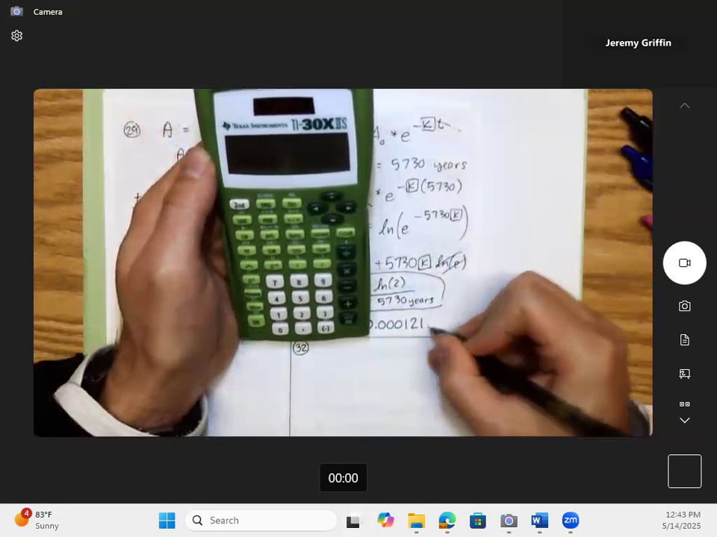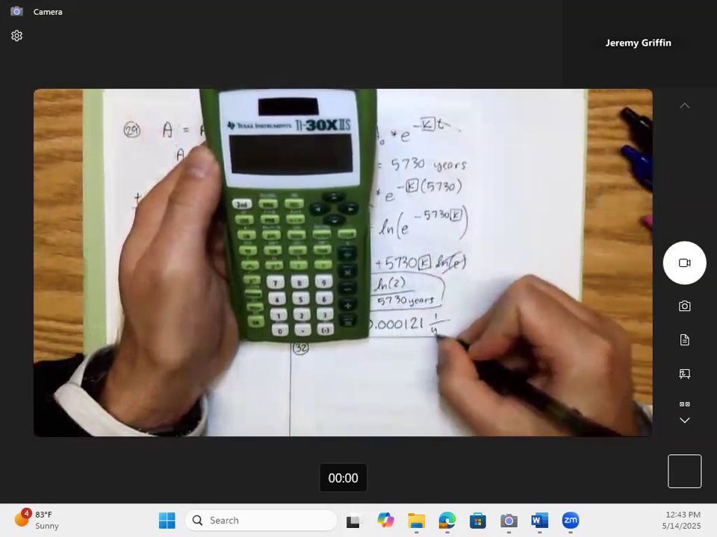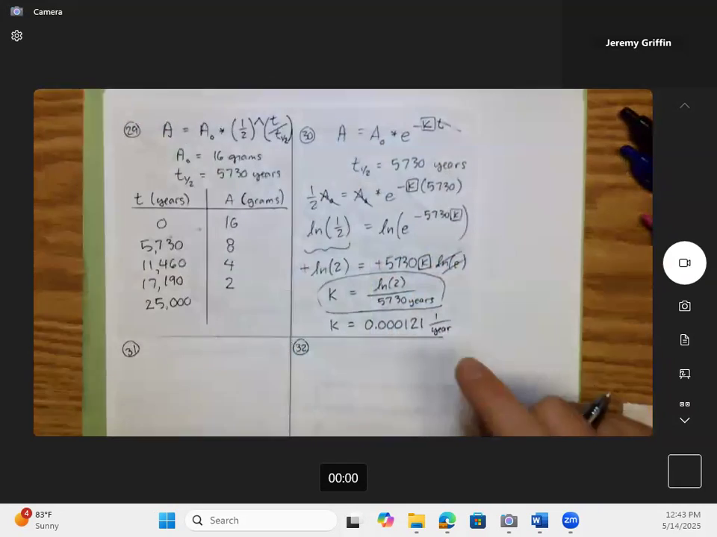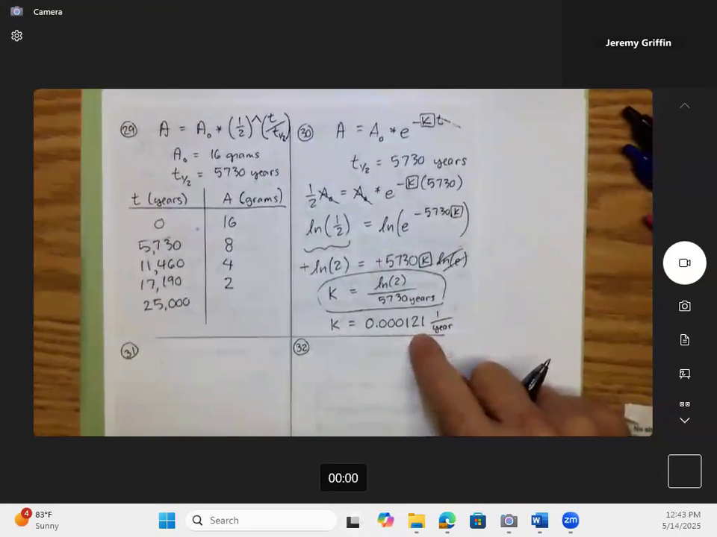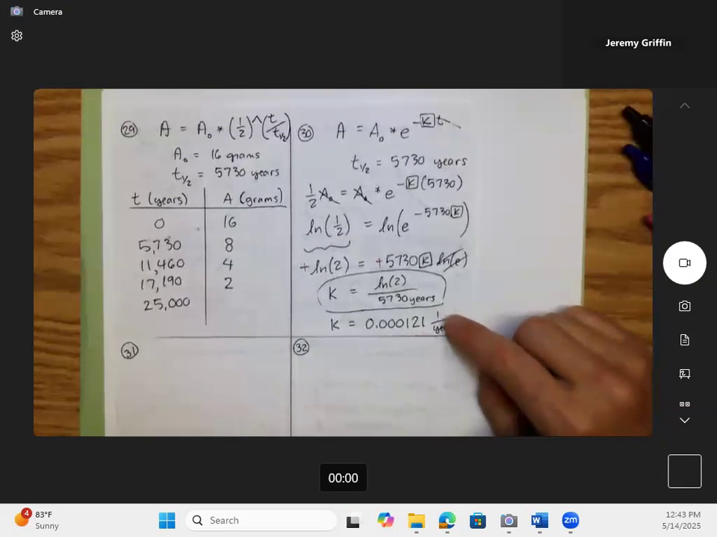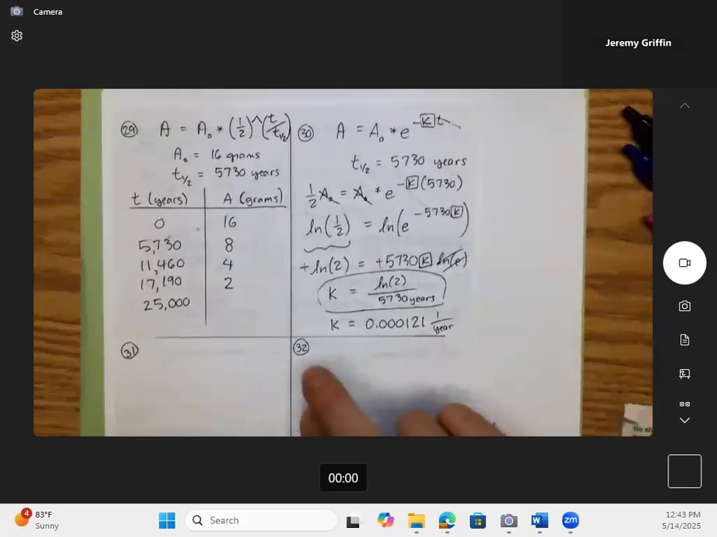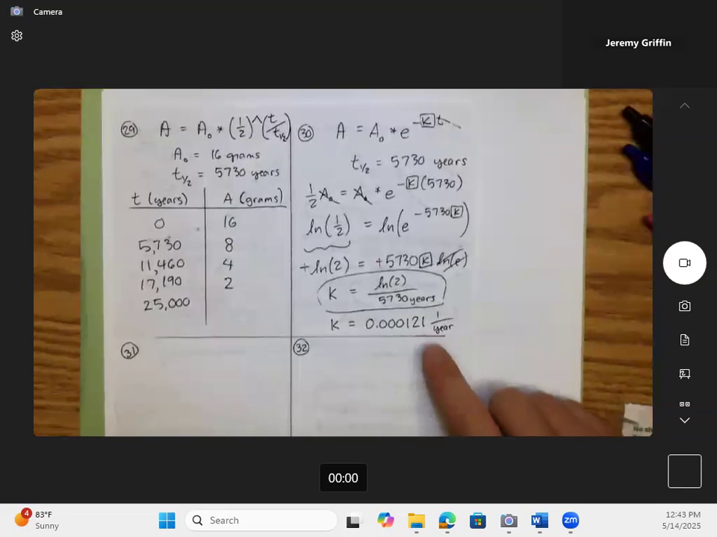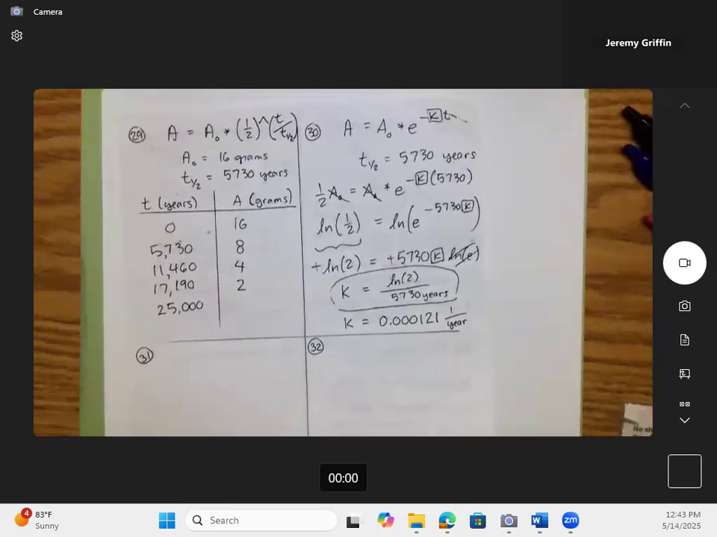That'd be 0.000120968. I'll round this a little bit. 121. That'd be 1 over years. Yeah, I'm going to use that decimal here going forward. Now this is rounded a little bit. Keep that in mind. So my answers might be off by a couple of years. Okay, all right, guys, good.